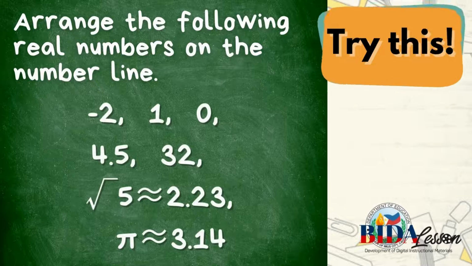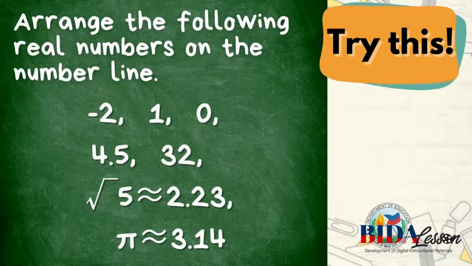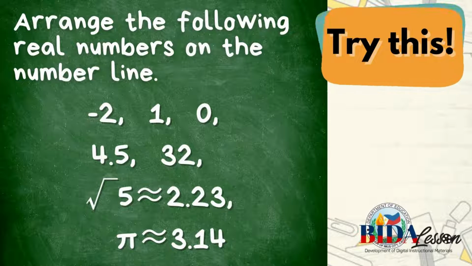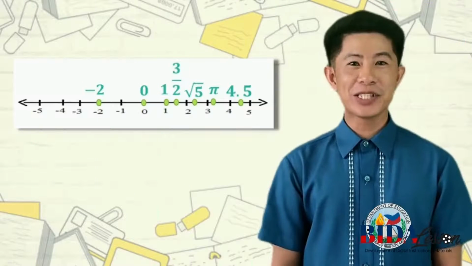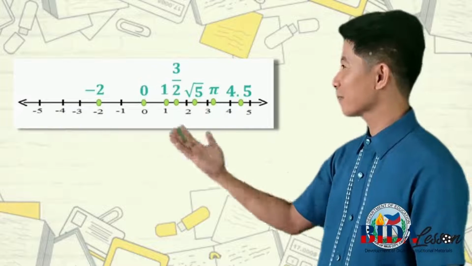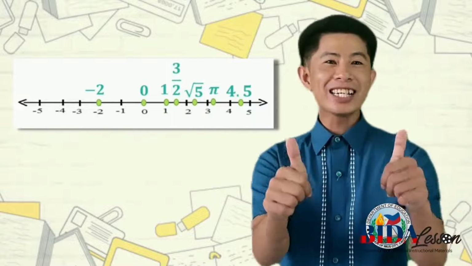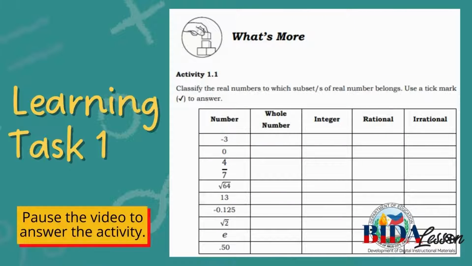Now, let us try to arrange the different real numbers on the number line using increasing order. If your answer is the same as this, then you are correct. Practice what you have learned by answering the learning activities. For learning task 1, classify the real numbers to which subset or subsets they belong. Use the tick mark to answer.